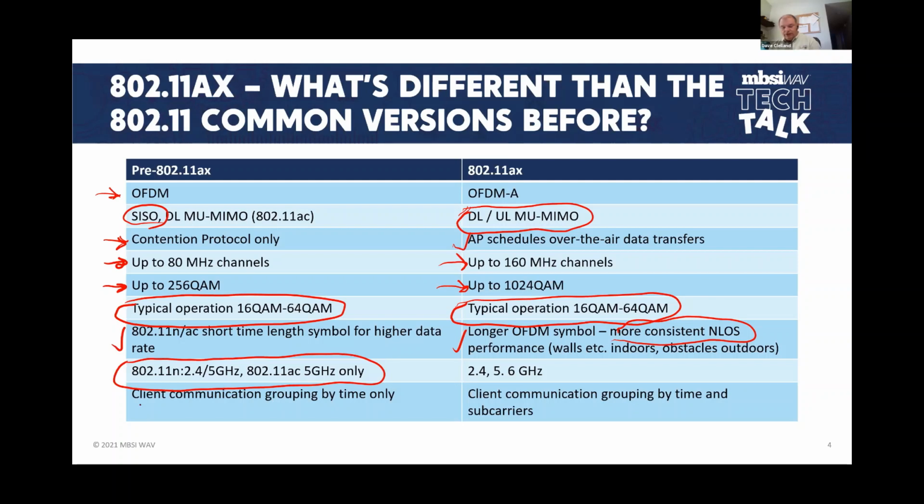Client communication is grouping by time only. Therefore, I'm using the whole channel all the time in order to speak to a particular device. Here, as I mentioned, because of OFDMA, I can group by time and by subcarriers.